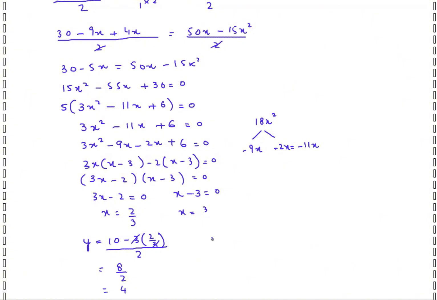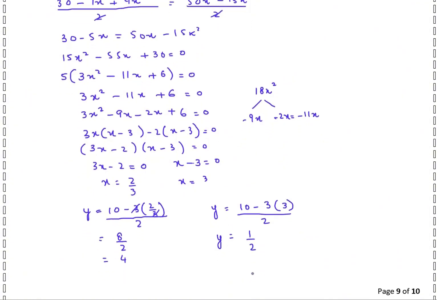We'll substitute this value of x, 3, in 10 minus 3 into 3 upon 2, which is equal to 10 minus 9 is 1, so it is 1. So the coordinates are 2 upon 3, comma 4, and 3, comma 1 upon 2.